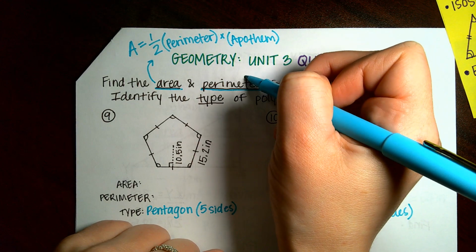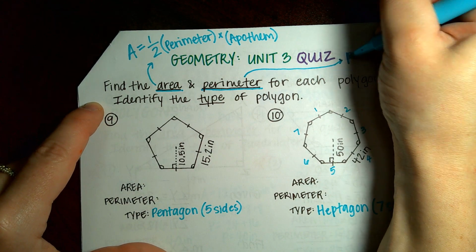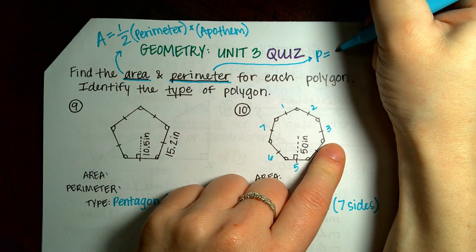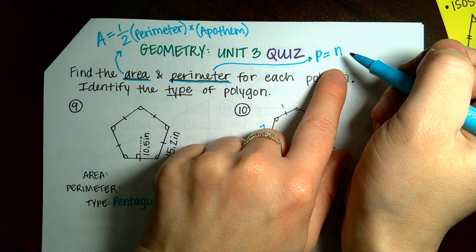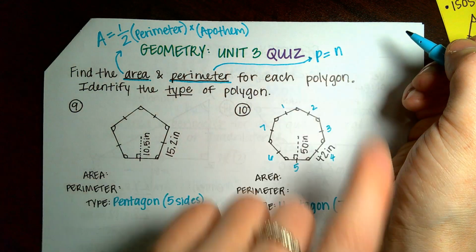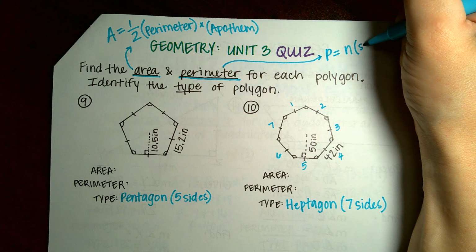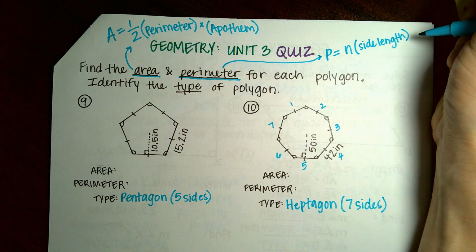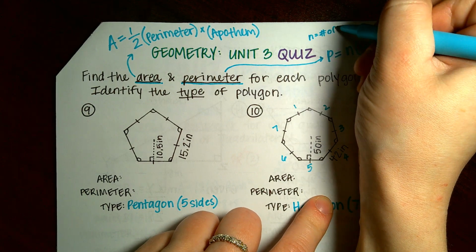So the perimeter, because all the sides are the same, the formula for that, remember, is just n, and n is a variable that means the number of sides. So if there's 5 sides, n would be 5. So n times side length. All right, above here, n equals number of sides.